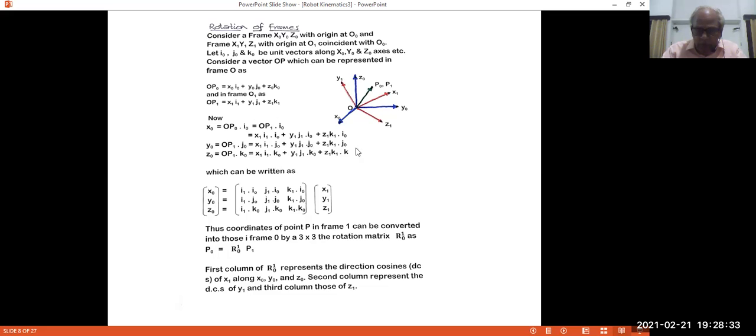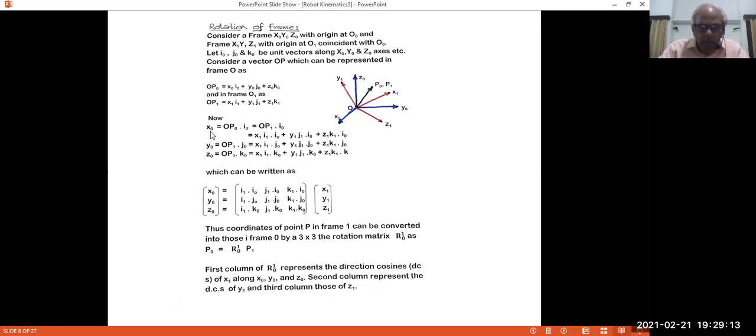The same OP can be written with i, j, k being the direction cosines, with subscript 0 in frame 0 and subscript 1 in frame 1. The same vector OP can be written as OP0 is x0 i0 plus y0 j0 plus z0 k0 in frame 0, and similarly with respect to frame 1 we write it as x1 i1 plus y1 j1 plus z1 k1, where i, j, k are the unit vectors along these axes.